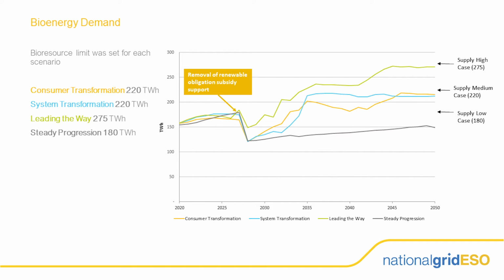There is a drop in the bioenergy being used in the late 2020s across all the scenarios. This is due to the removal of the renewable obligation subsidy support that bioplants without CCUS would be taking advantage of. Shortly after this drop, you can see an increase in the demand for bioenergy. In the green scenarios, this is from bioplants with CCUS coming online and growing the demand. And in steady progression, the increase is largely due to growth in green gases.